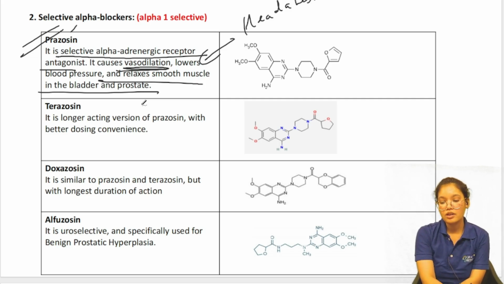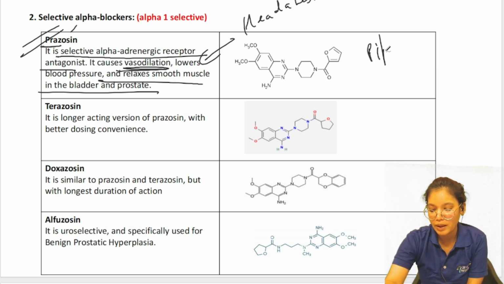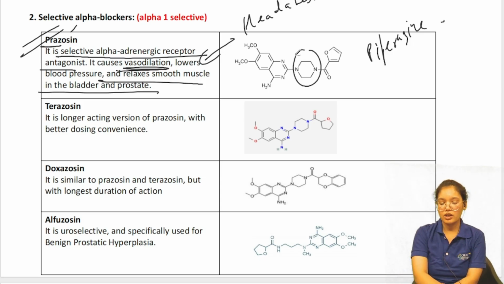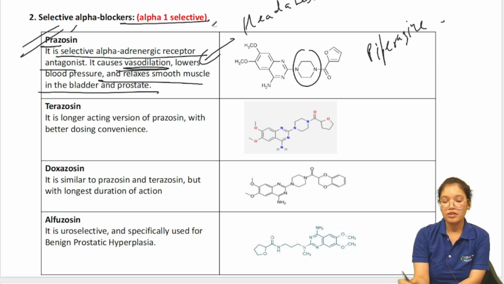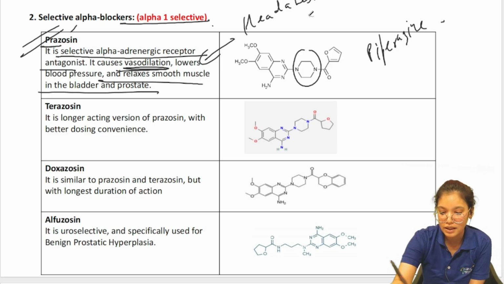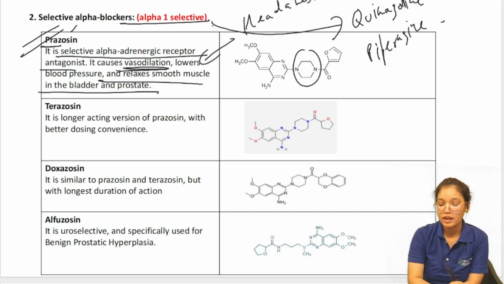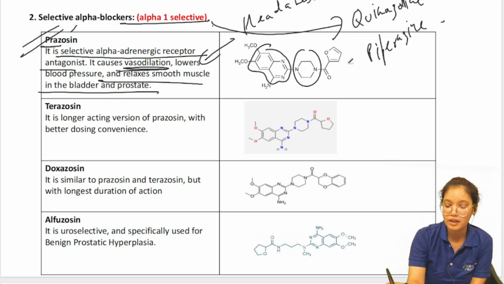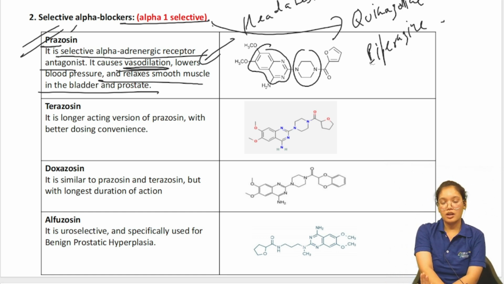Now prazosin, from its name we can say pra, from pra, piperazine. So it has a piperazine in its structure. All these alpha 1 selective blockers are basically quinazolin derivatives. Here we have a quinazoline ring that is attached to the piperazine. So this is the structure of prazosin.